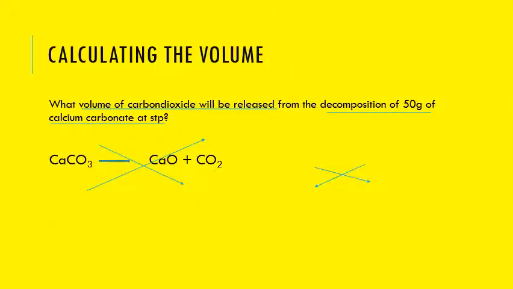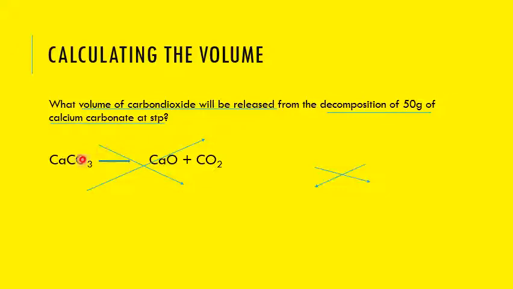So now we're asked to calculate the volume. So I would have calculated what it is that they would have given me. Okay, so what did they give me in this question? What volume of carbon dioxide will be released from the decomposition of 50 grams of calcium carbonate at STP. So they gave me the decomposition of 50 grams of calcium carbonate.